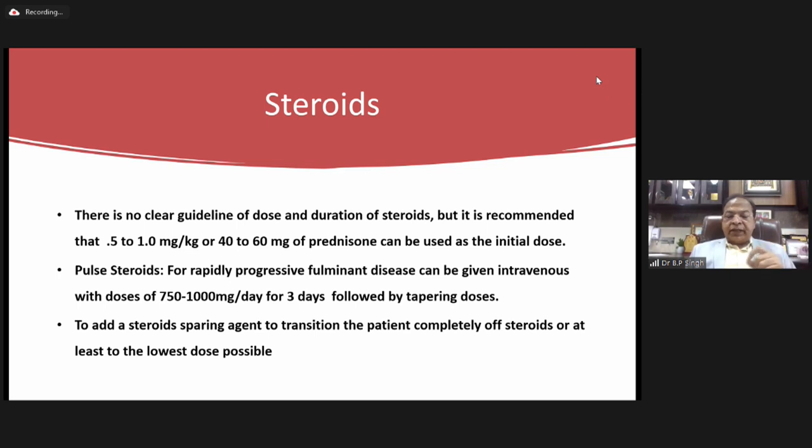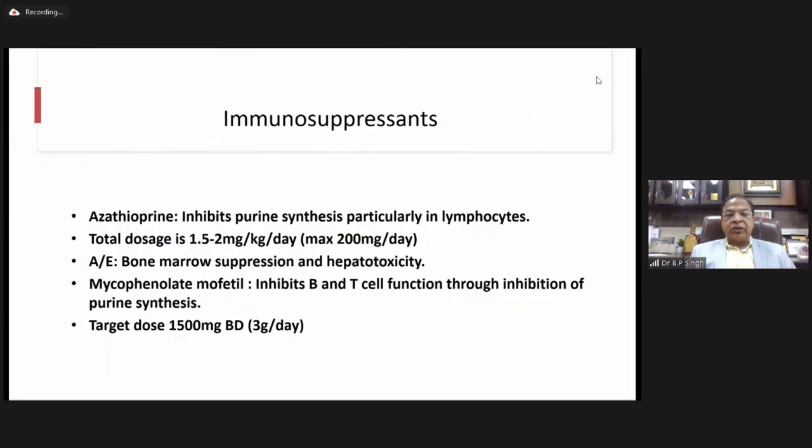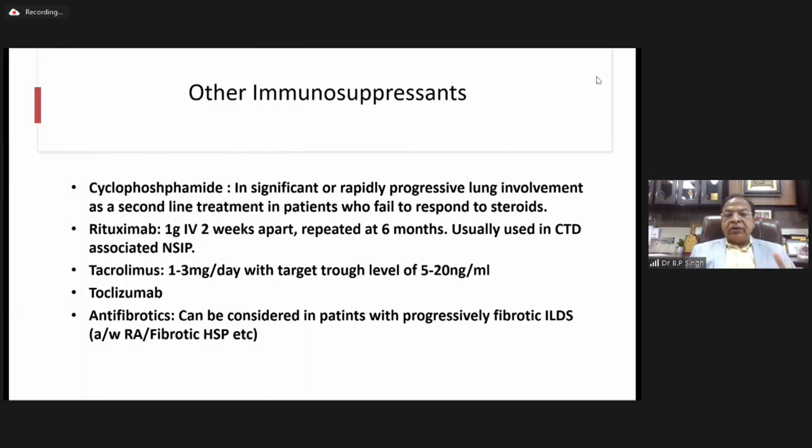To add a steroid sparing agent to transition the patient completely off steroids, or at least to the lowest dose possible, you may add other immunosuppressants like azathioprine in the dose of 1.5 to 2 milligram per kg per day, maximum 200 milligram per day, and mycophenolate mofetil, which inhibits the B and T cell function through the inhibition of the purine synthesis. And the target dose is 2 to 3 gram per day maximum for the therapy. Other immunosuppressants have also been tried like cyclophosphamide, rituximab, tacrolimus, and tocilizumab.